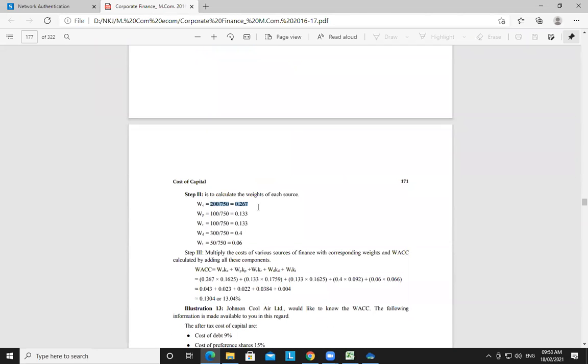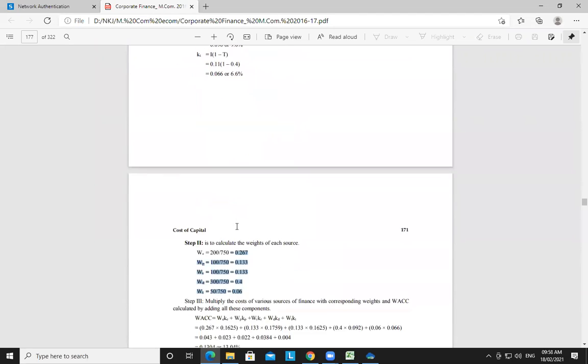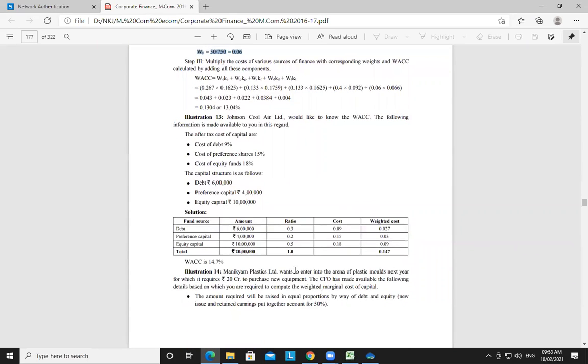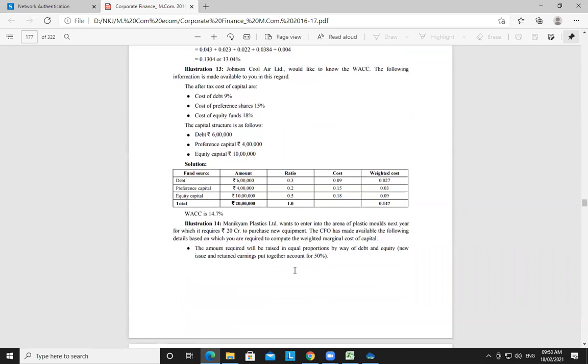And take out the weights like this. 200 lakhs is how much of 750 lakhs? 100 lakhs is how much? So the weight of each has come, the cost of each has come, multiply and check the answer. Yes or no? Yes, sir. So with this, your entire cost of capital is over.